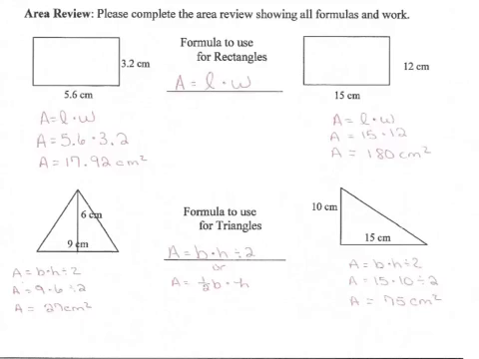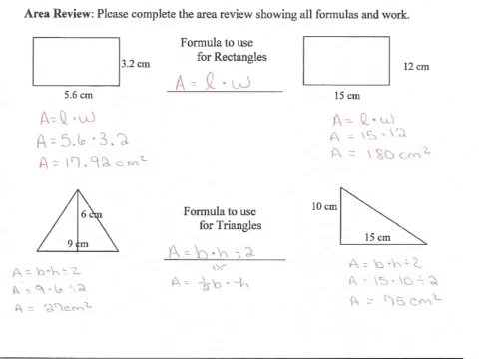Now let's review how to calculate the area of a rectangle. Remember the formula is area equals length times width. So for this one, you first write your formula, then you plug in your numbers, and then your area for this rectangle is 17.92 centimeters squared. Don't forget your units. For the second one, your area is 15 times 12, which equals 180 centimeters squared.